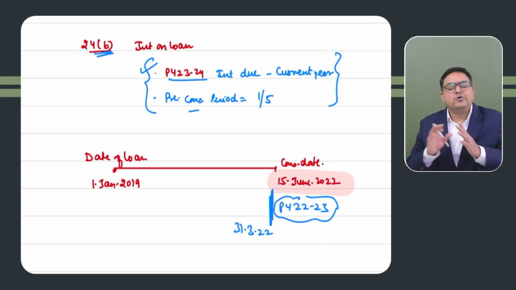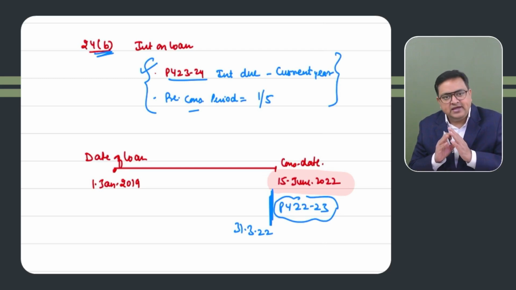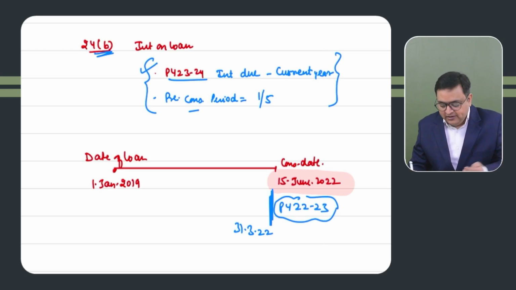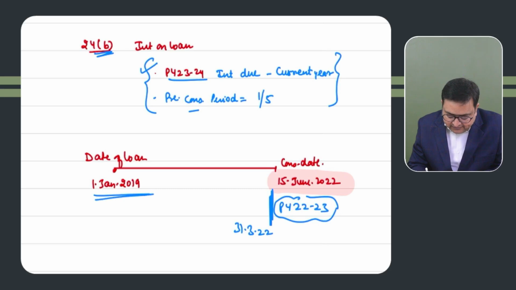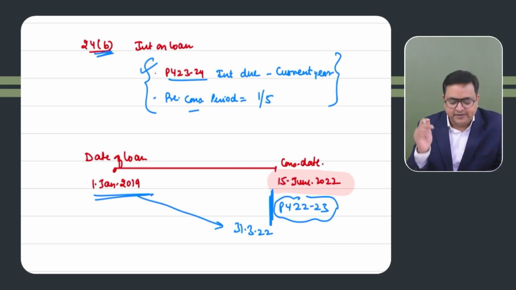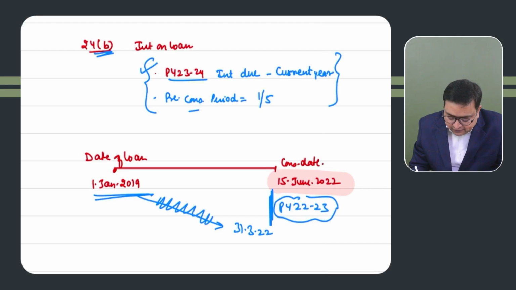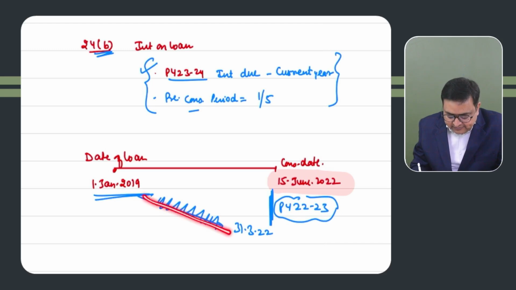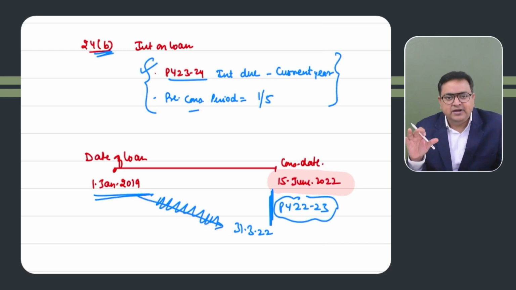Got it? So you don't have to take any day of this previous year. Just go back to 31st March 2022. So from 1st January 2019 till 31st March 2022, this is your pre-construction period. You have to compute the interest for this period, which is allowed in 5 equal installments. If the loan is the same during this period, you can safely compute the interest and divide it by 5.